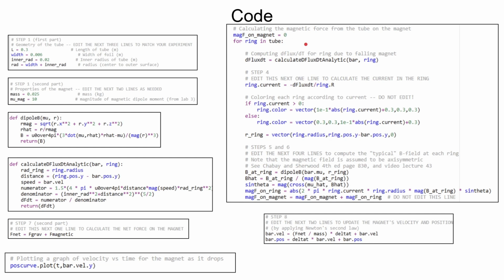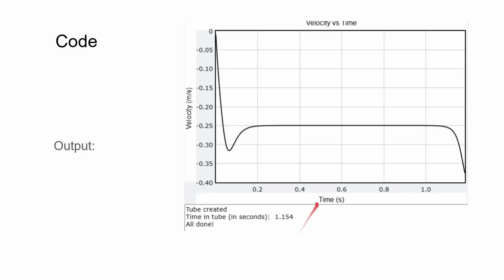This one was our loop, and we're calculating the force, our magnetic force from the tube on the magnet. Then we also did this here, which is just updating the velocity vector and the position vector of our bar magnet. So here's the output of our code.